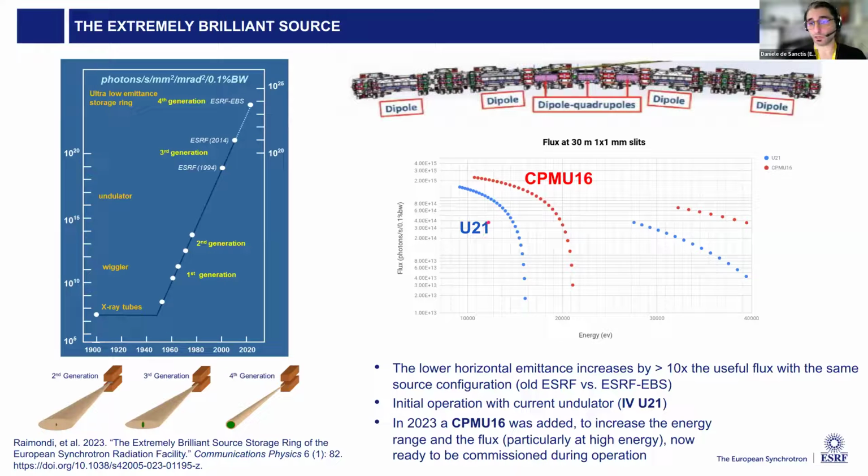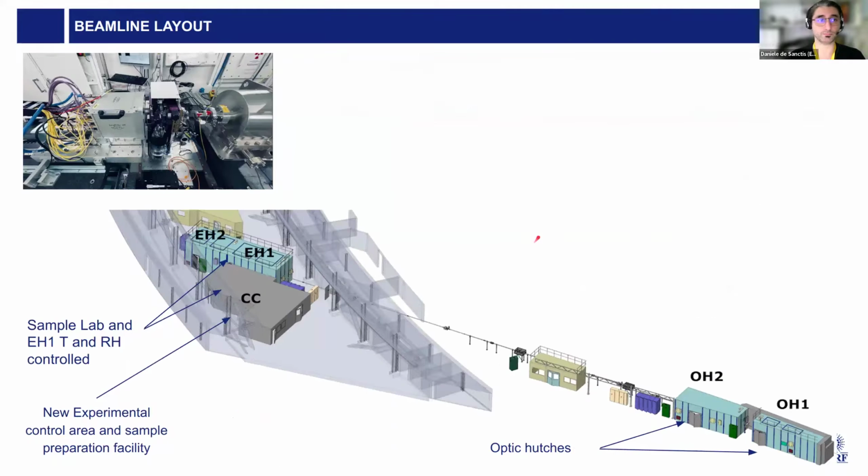In the meantime, during last year, we also installed the new generation of undulator, the permanent magnet cryo-cooled undulator, the CPMU 16, which we are currently commissioning, which is going to help us boost even more the flux that we will have at the sample position and extend, as you see, the operation energy.